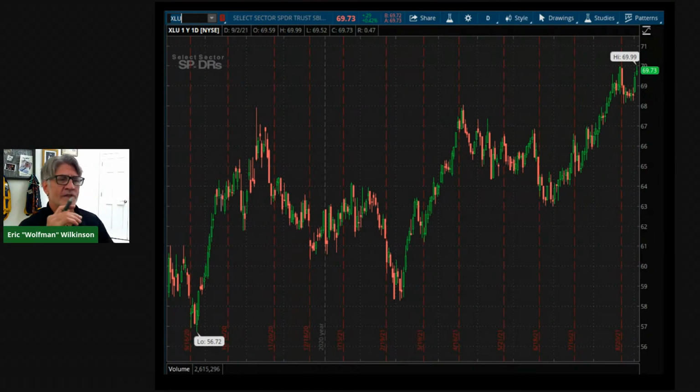All right. So this is the one that I'm looking at here. It's XLU. It is the utilities ETF. Basically it's things like Exelon, there's a couple other ones in there. Basically, Dominion. There's a lot of names in there. They're pretty decent stocks, but not a lot of people trade those. And they're pretty boring, to be quite honest.